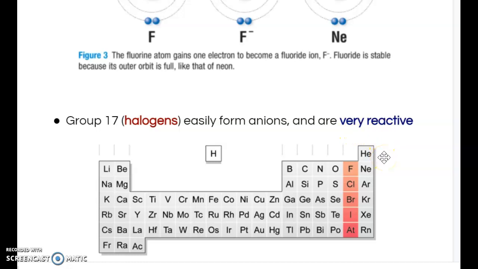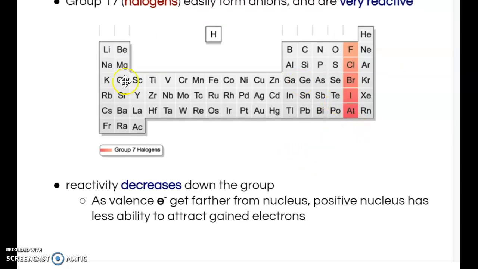Similar to the alkali metals in group 1, these ones, instead of getting rid of 1 electron, need only to gain 1 electron. And it's very easy for them to gain 1 electron because it's only 1, right? It's easier to take one thing as opposed to taking 2, 3, or 4 electrons. But what happens is the opposite of what happened in alkali metals. In the halogen group, the reactivity decreases down the group.